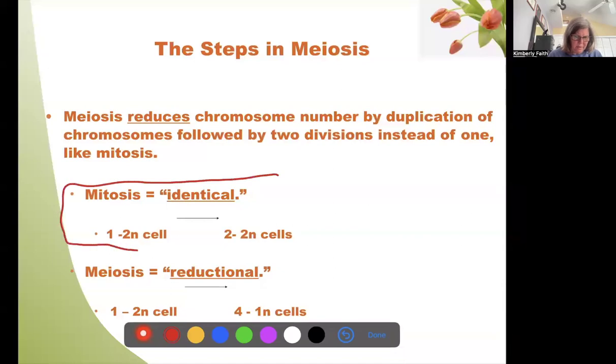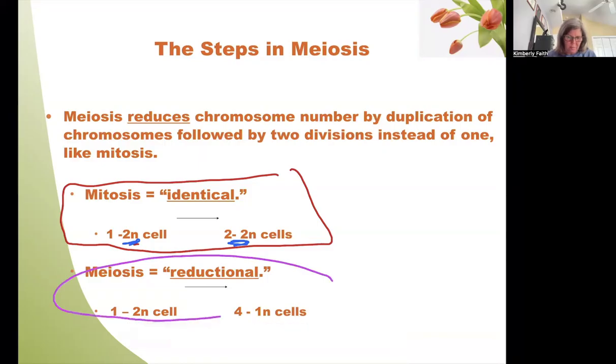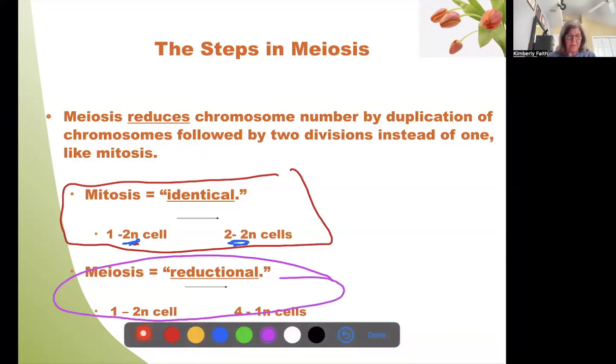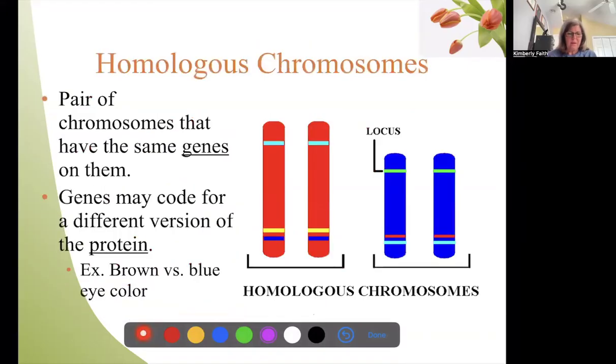First, we talked about mitosis, right? And we just went from one 2N cell to two 2N cells. They were called daughter cells. They're identical. In this particular one, meiosis, that's reductional, right? So the first, we're going to have one cell that's diploid, and at the very end, it'll be four cells that are haploid.